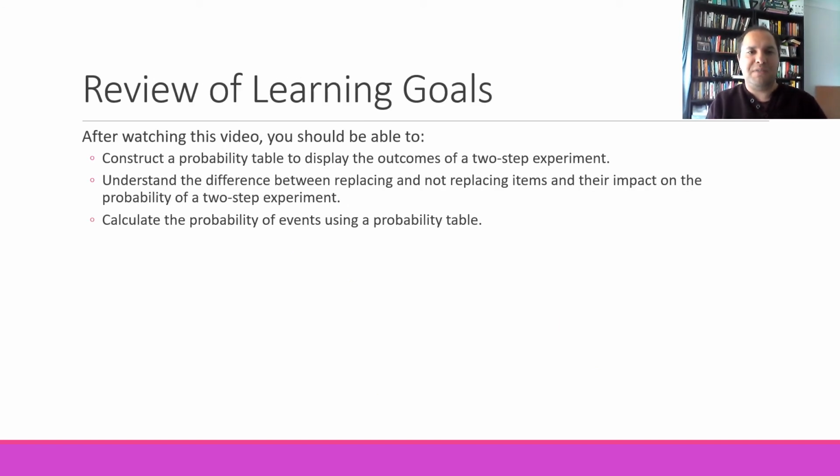All right, so after watching this video, you should be able to construct a probability table to display the outcomes of 2-step experiments in both replacing situations and non-replacing situations, and then use that table to calculate probability.